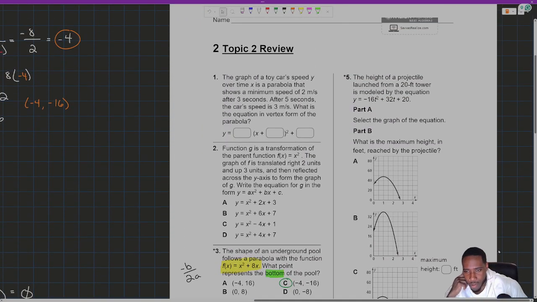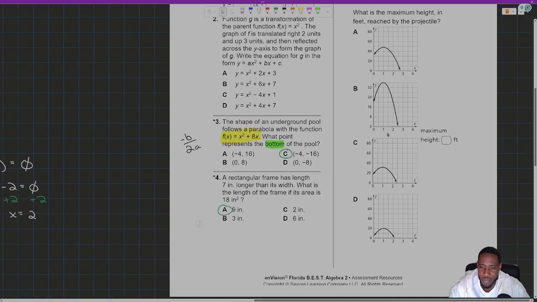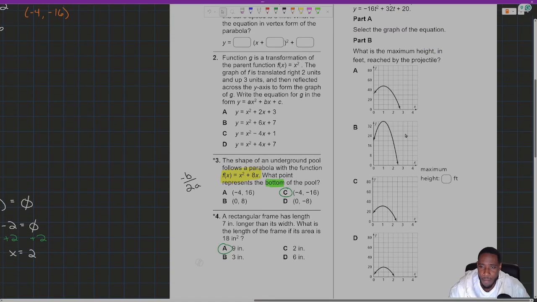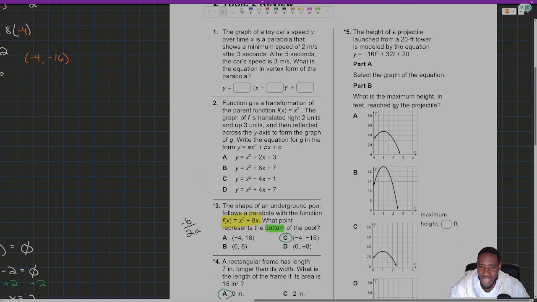Number 5. They're asking about the height of a projectile launched from a 20-foot tower that is modeled by the equation y equals negative 16t squared plus 32t plus 20. Part A asks us to select the graph of the equation. That's our answer choices here. Part B asks us what is the maximum height in feet reached by the projectile.